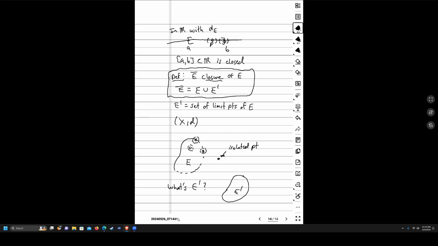All right, so the closure of E would be this set E, all of this, including this isolated point, unioned with this set that's the limit points of E. And this is just an abstract picture representing the concept. So let's do a concrete example.